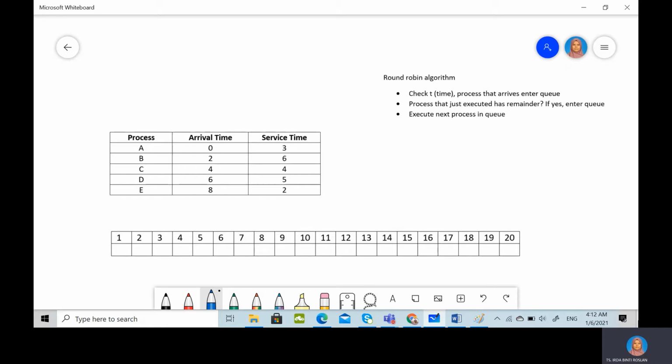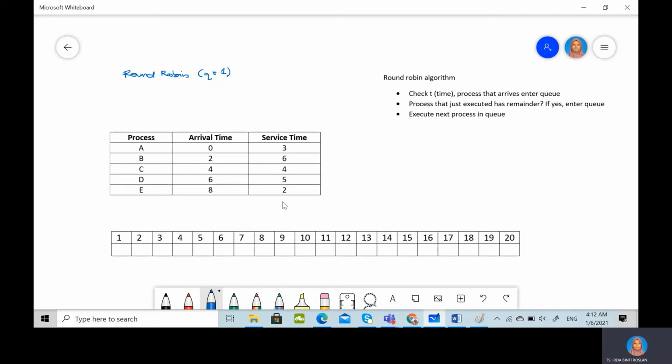Today I will share with you a tutorial on one of the uniprocessor scheduling algorithms, which is round robin. As we know, there are a few uniprocessor scheduling algorithms such as first in first out (FIFO), shortest remaining time (SRT), shortest process next (SPN), and this is round robin. For this tutorial, I will show you round robin where the quantum or time slice is 1.